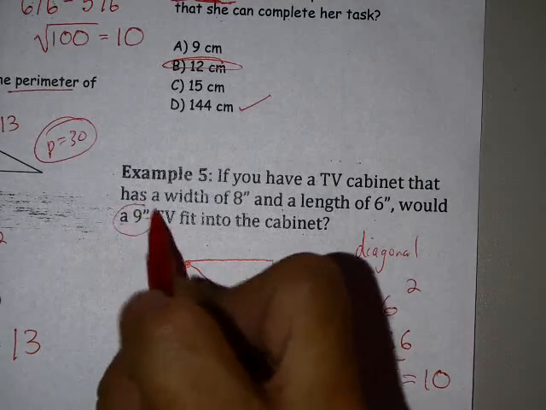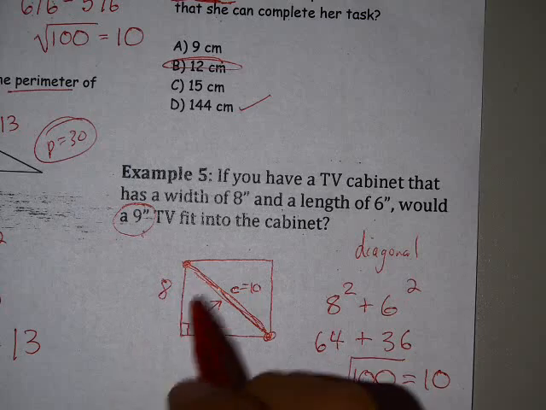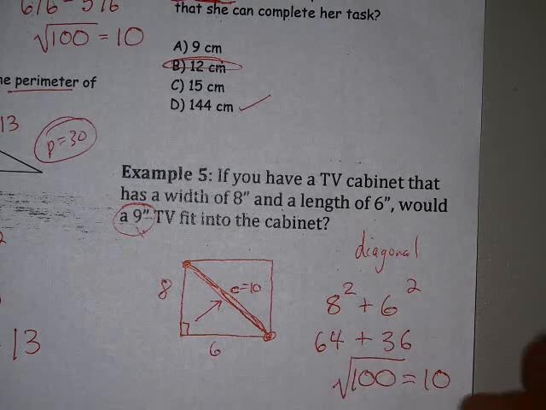So if we were trying to put a 9-inch television, it would fit. If it had come up with an answer of 8.5 or something, then that television would not have fit. It would not have fit between here. But since it's a 9-inch television and this line is 10, it does fit. Okay, turn over your paper.